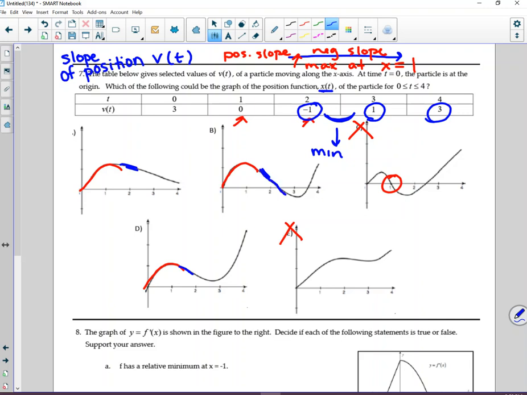Here, turns at 3. And it actually even looks like it's still going downhill at 3. Here, it doesn't turn at all. Here is a turn between 2 and 3 and going uphill. Here is kind of a turn between 2 and 3 and going uphill.